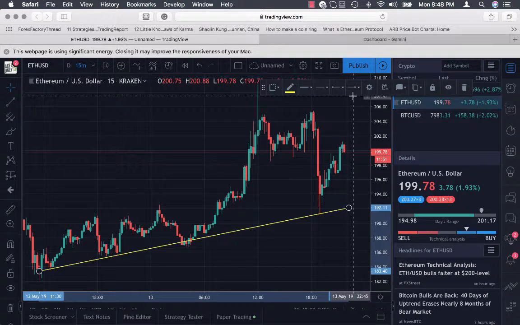Now, lines on a chart don't make anything happen in the marketplace. We're just utilizing lines on a chart to give us an idea of what's happening out there.